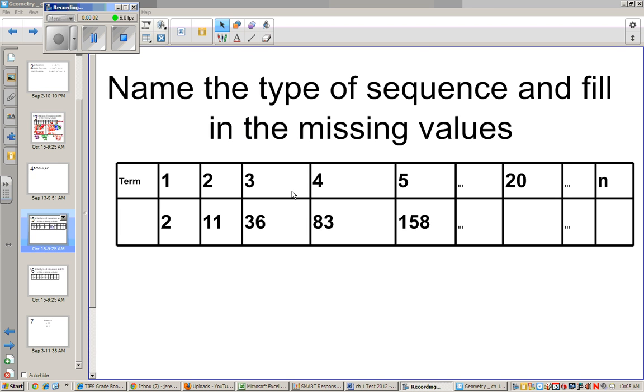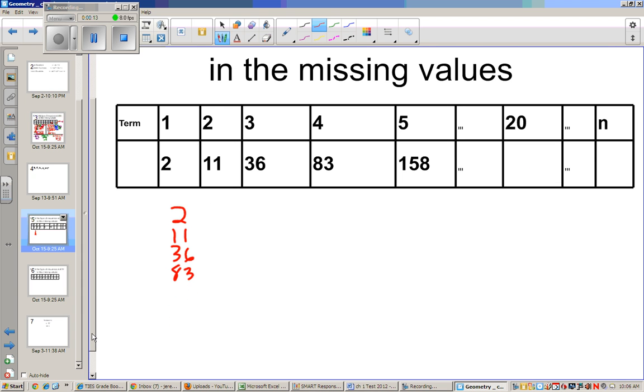All right, now we're going to look at a different sequence. Again, I like to write them vertically, so I have 2, 11, 36, 83, and now 158. The first thing we do is look for our first differences. So between 2 and 11, we go up 9.